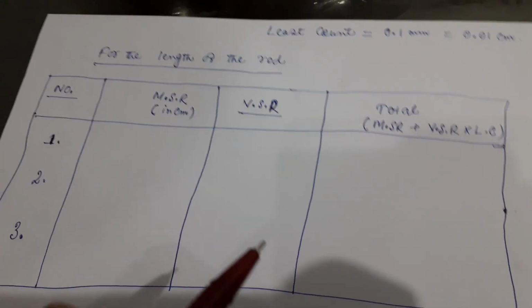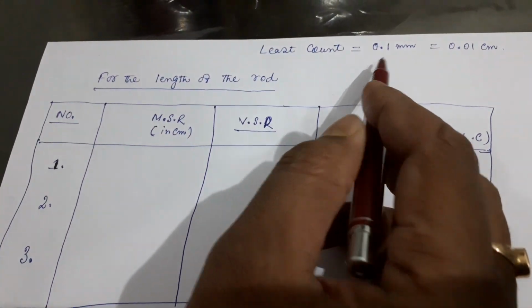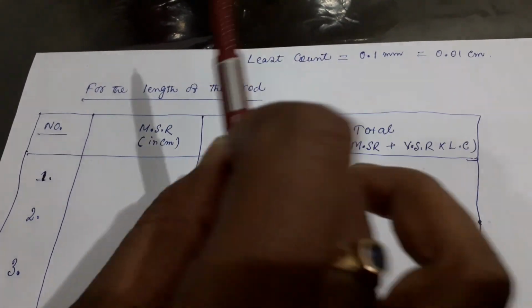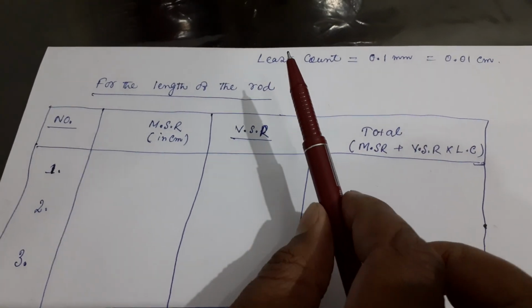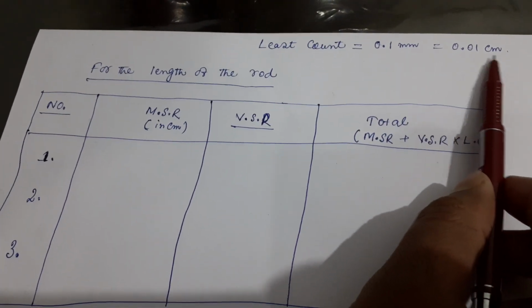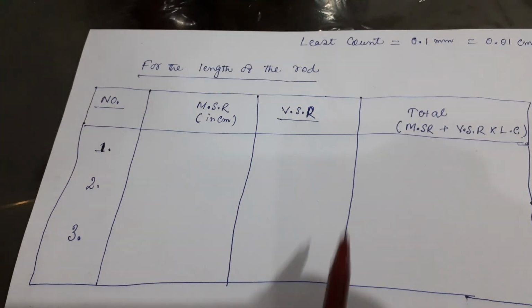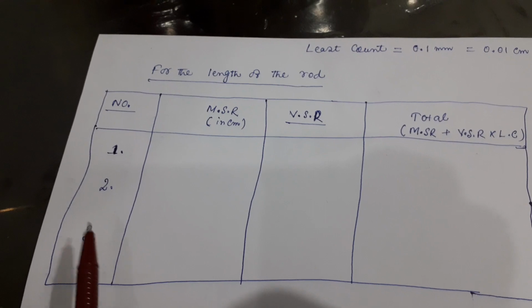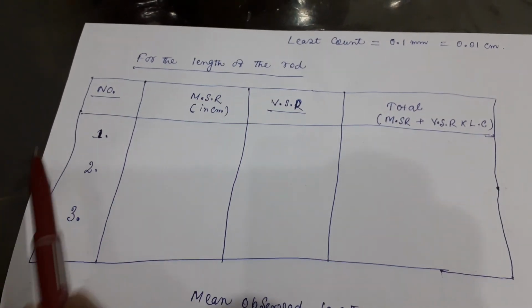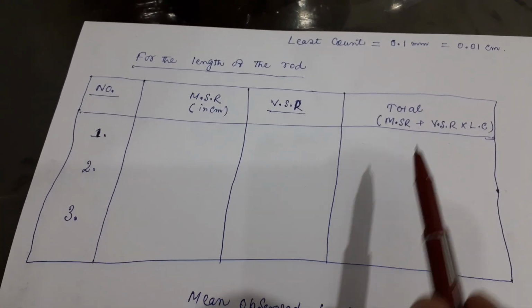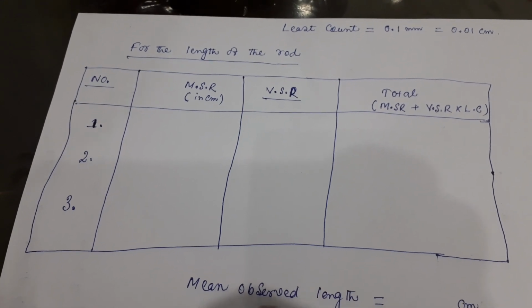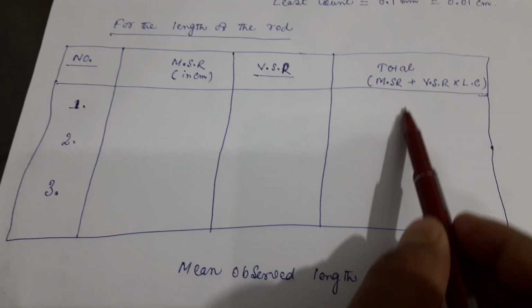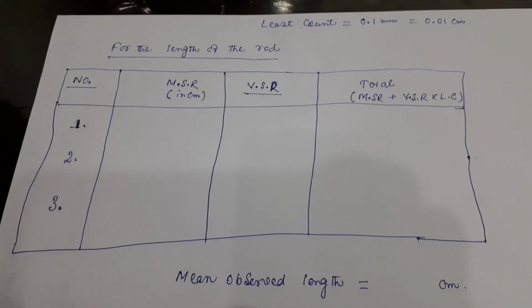So that one first. Now next, this is the table in which we will calculate. The least count I have written here as 0.1 millimeter, which is 0.01 centimeter. How to calculate, you check in experiment number 2. This is the observation table for the length of the rod. Three different measurements we will take here, and then lastly we will calculate the mean of these three.